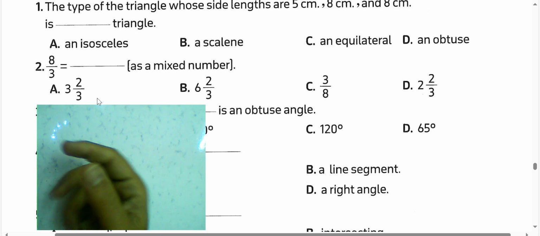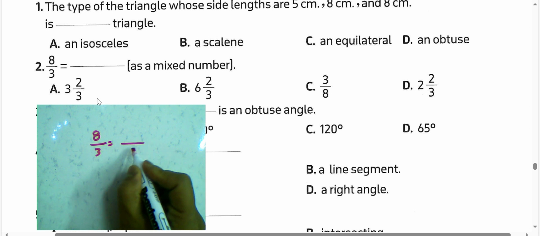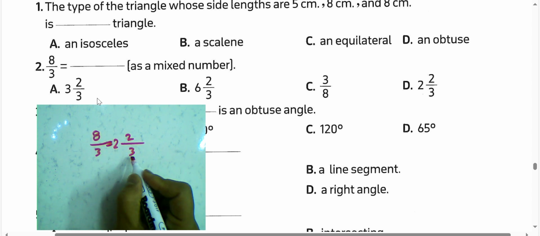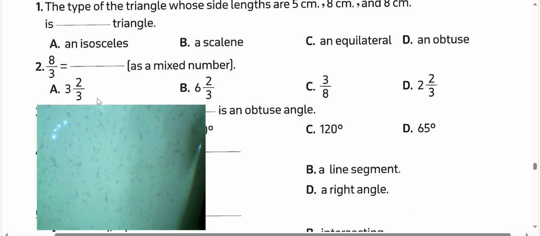8 over 3, convert to a mixed number. We have 8 over 3. Write 3 in the denominator. 8 divided by 3 equals 2 and remainder 2, because 2 times 3 equals 6, and 6 plus 2 equals 8. Then 2 and 2 thirds, we call it a mixed number.